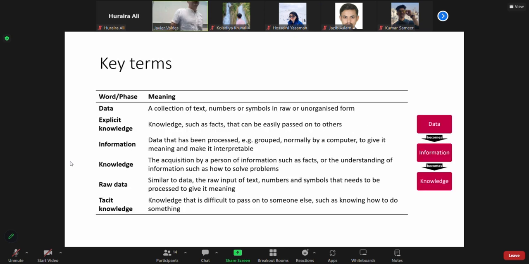This is why there are key terms here. We have data, explicit knowledge, information, knowledge, raw data, tacit knowledge. Tacit knowledge is knowledge that is difficult to explain. It is difficult to pass to someone else. It is difficult to identify, even to measure.